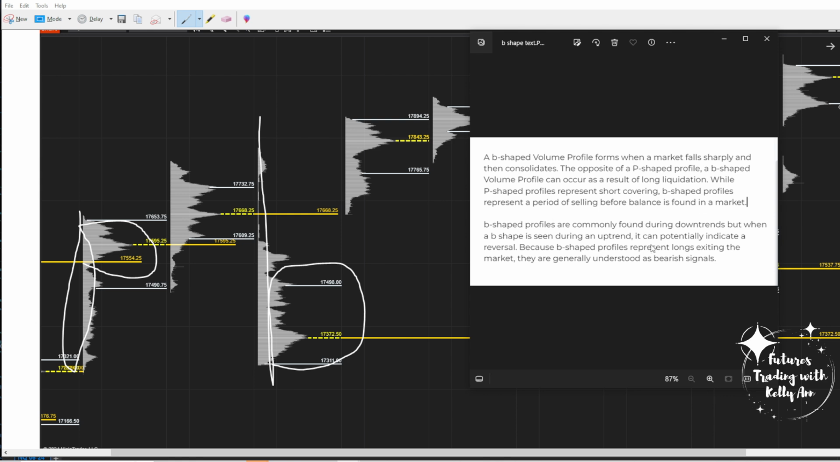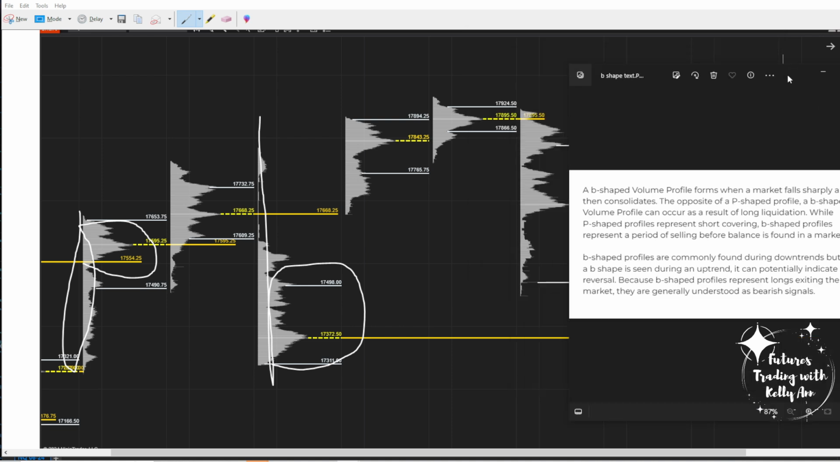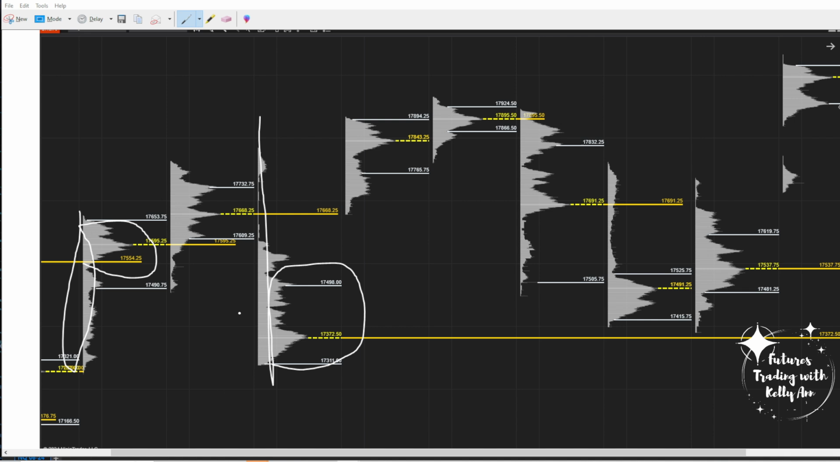B-shaped profiles are commonly found during downtrends. When a B-shape is seen during an uptrend, it can potentially indicate a reversal because B-shaped profiles represent longs exiting the market. They're generally understood as bearish signals. So in this case, we got a B-shaped profile, but we did continue up the next day. These shapes can be helpful, but I don't think that they are the be-all, end-all.